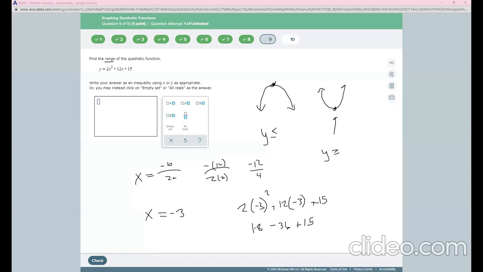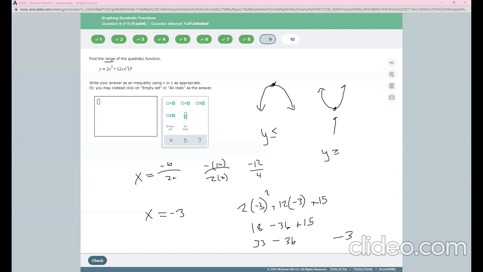15 plus 18 is 33. Sorry. Minus 36. This gives us -3. So the y-coordinate of the vertex is also -3.